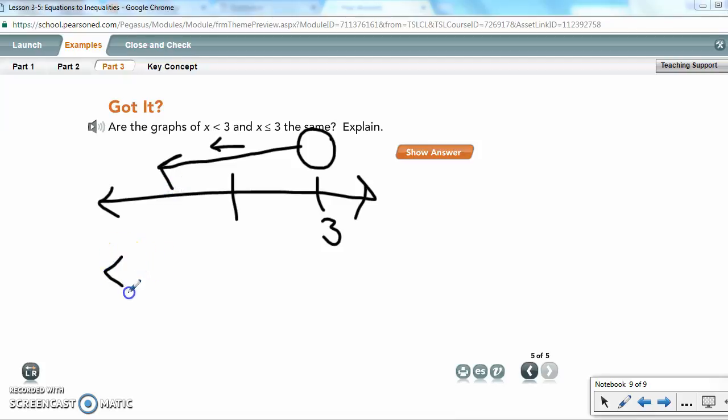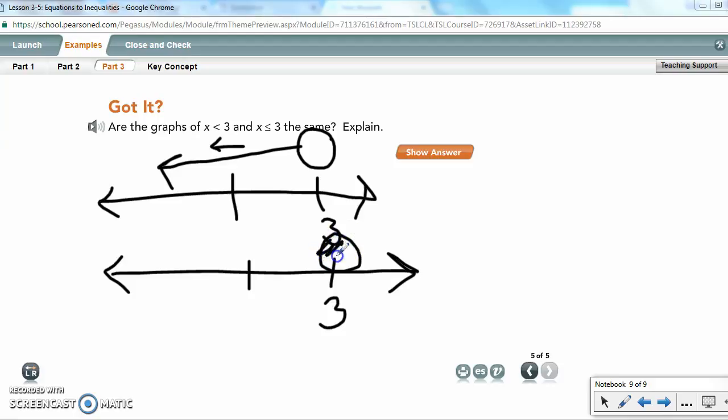What about x is less than or equal to 3? It's going to look pretty similar to this, right? Starts at 3. This is 0. Will my circle be open or closed? Well, it's going to be closed. And it's going to go to the left. Are they the same? They look like they are, but they're really not, and here's why. This one does not include the number 3 as a solution. This one does. So no, they are not the same.